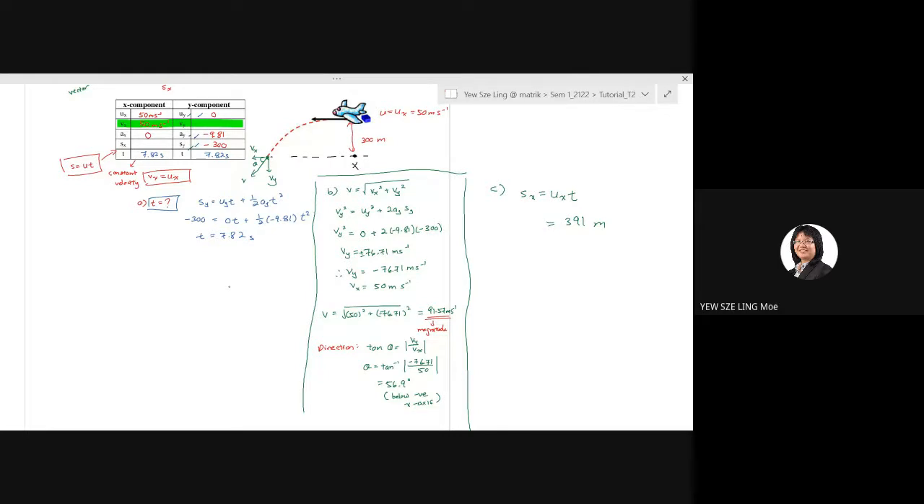Madam, Ux is always equal to Vx, is it? In all scenarios? Yes. Because we assume there's no air resistance. So if no air resistance, for horizontal motion, the object will always move with constant velocity. So constant velocity means it doesn't matter at which position, the velocity will be the same. Okay, thank you.